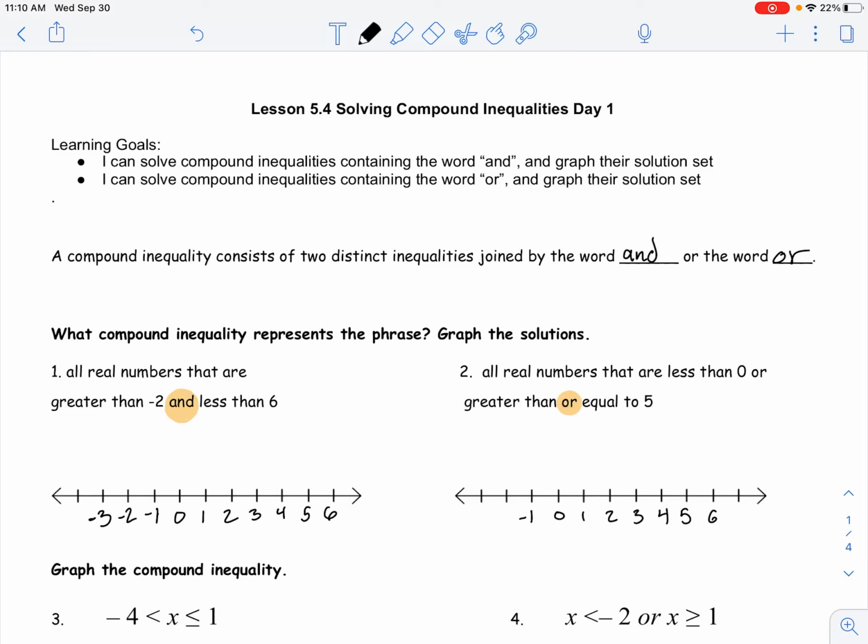Okay, so we are going through 5.4, solving compound inequalities, and I'm going to put day 1 and day 2 in this exact same video. So you'll be able to look at both of them.